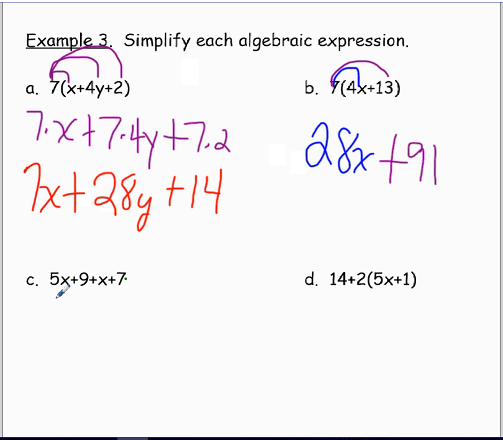And so we have 5x, and our other term that has an x is just a single x, and we know that a single x means that there's one of them. So I'm going to put that invisible, is what I like to think of it, coefficient of 1 there. So I don't forget to add 1 when I'm combining like terms. And then we have our constant of 9 and the other constant of 7.